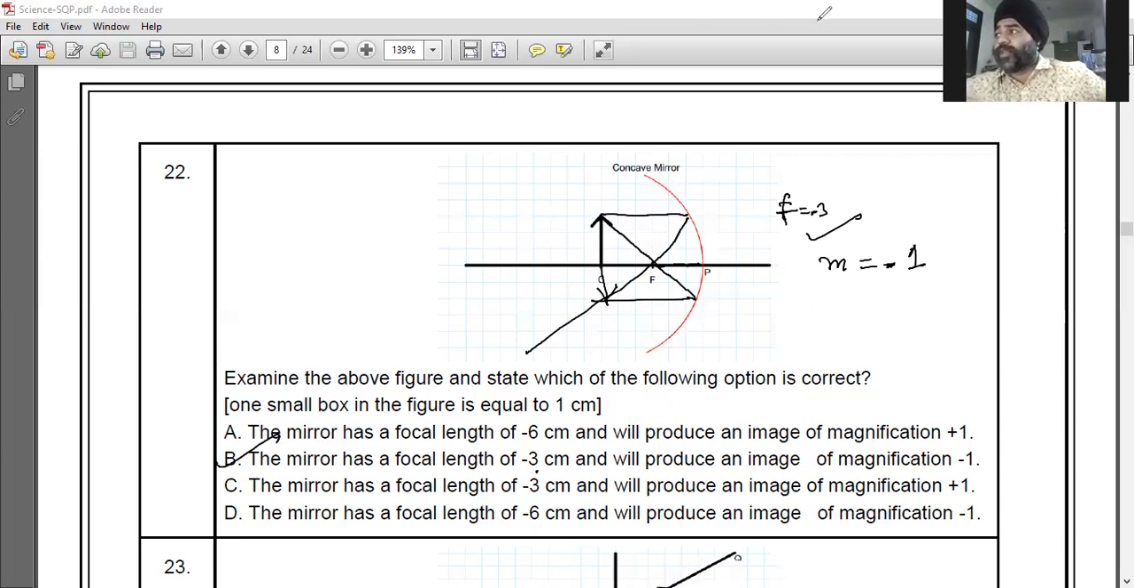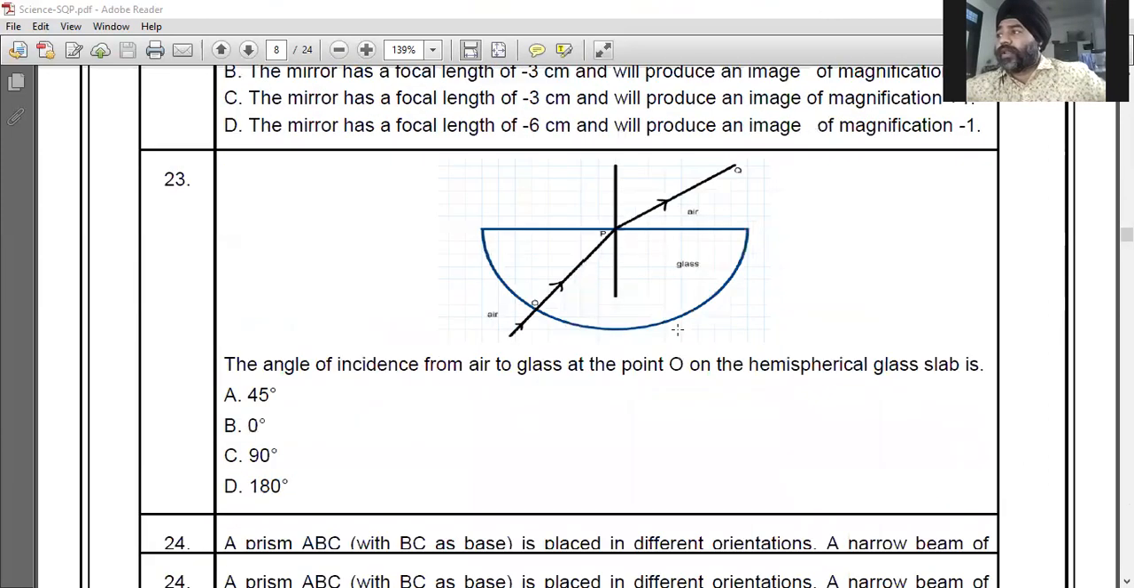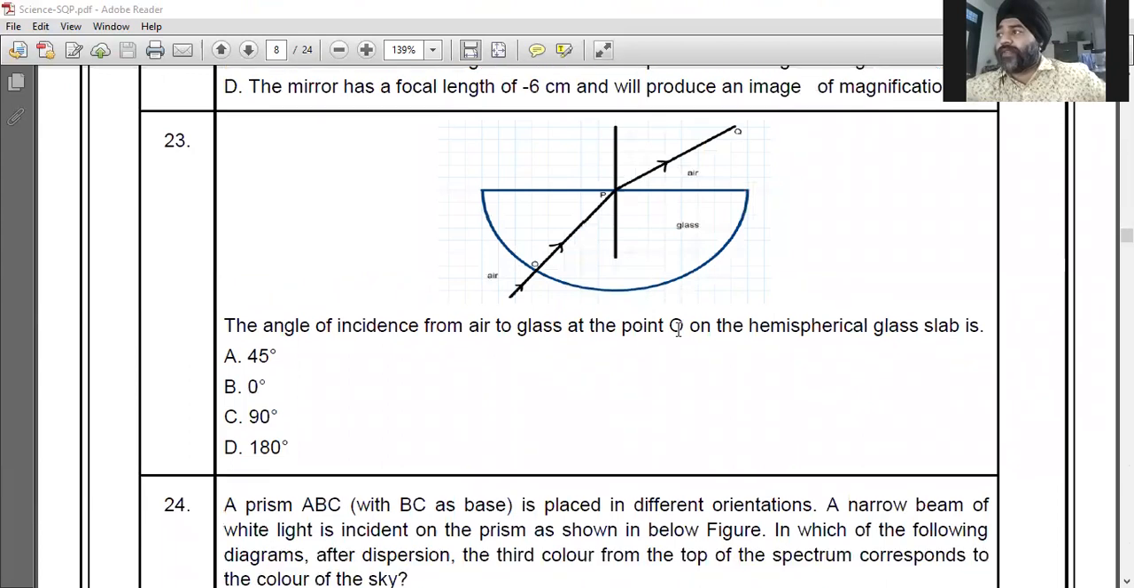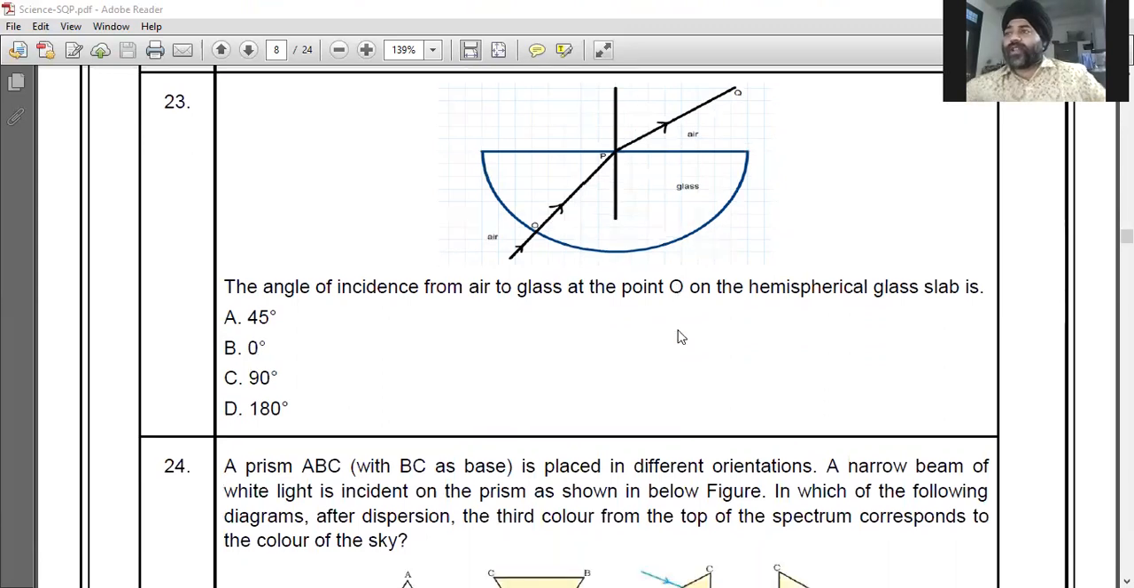So you have to take care of all these things: whenever the value of m is negative, the image will be real. If the magnification is positive, it will be virtual, and if the magnification is 1, it will be of the same size.